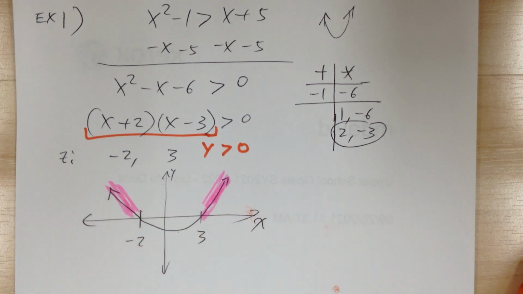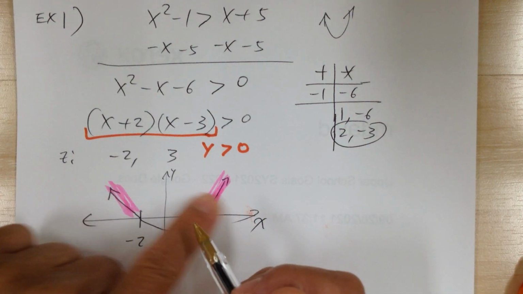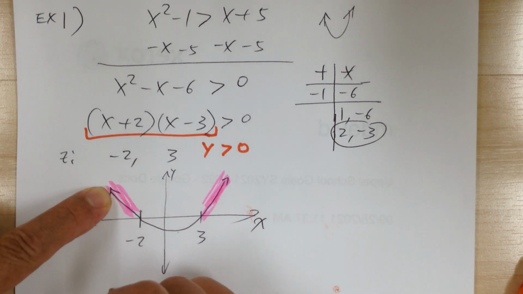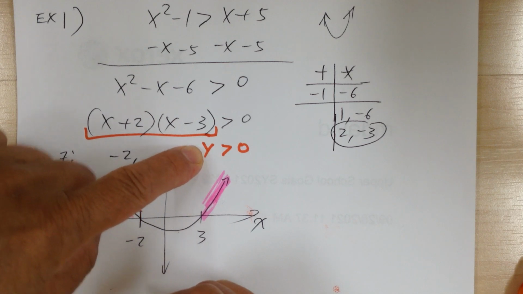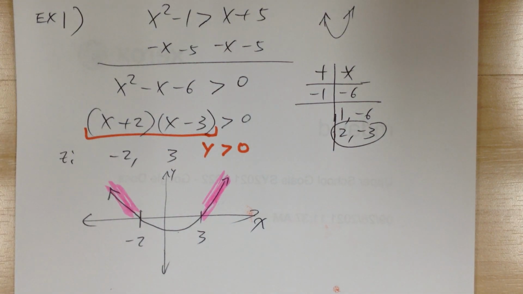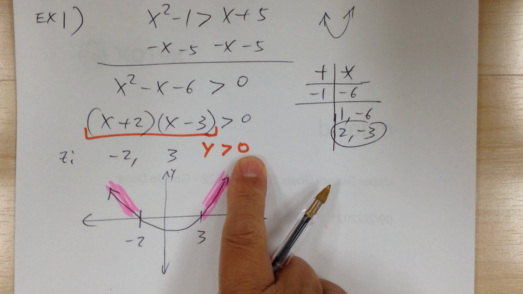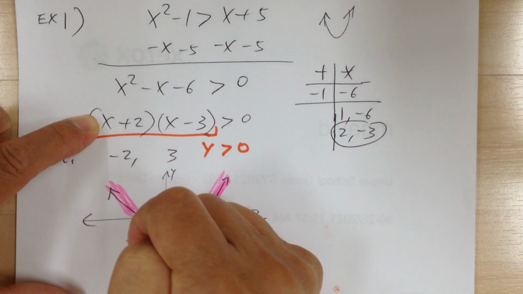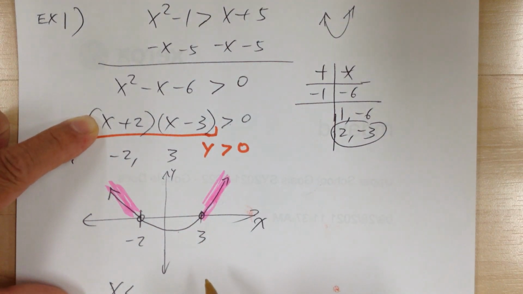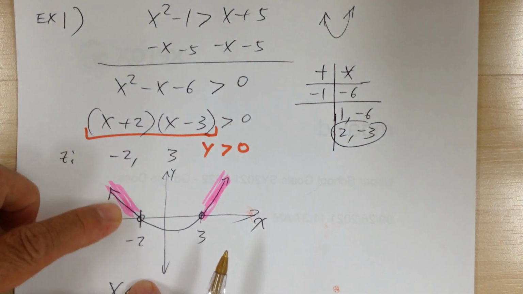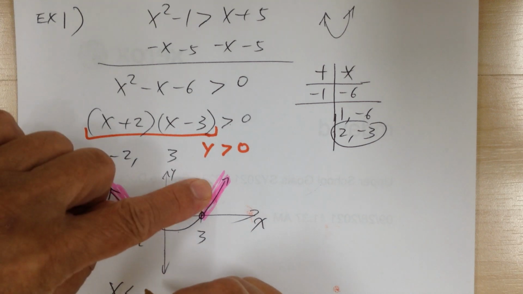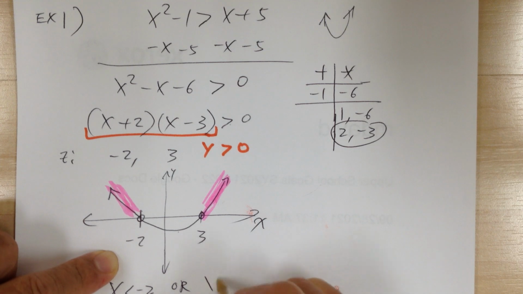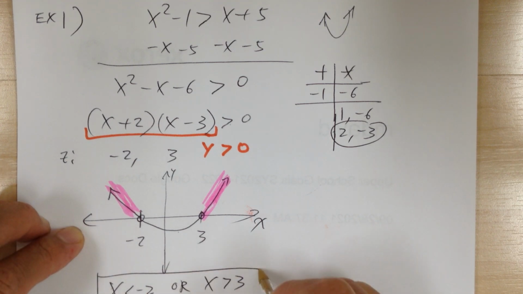For these two parts, you can switch back to the x. These are the two parts that you want. Since you're looking for x, you need to use y to figure out your part. So for y greater than 0, and you have to watch this, this is actually an open circle. From here, y greater than 0 means x would be less than negative 2, or x is greater than 3.